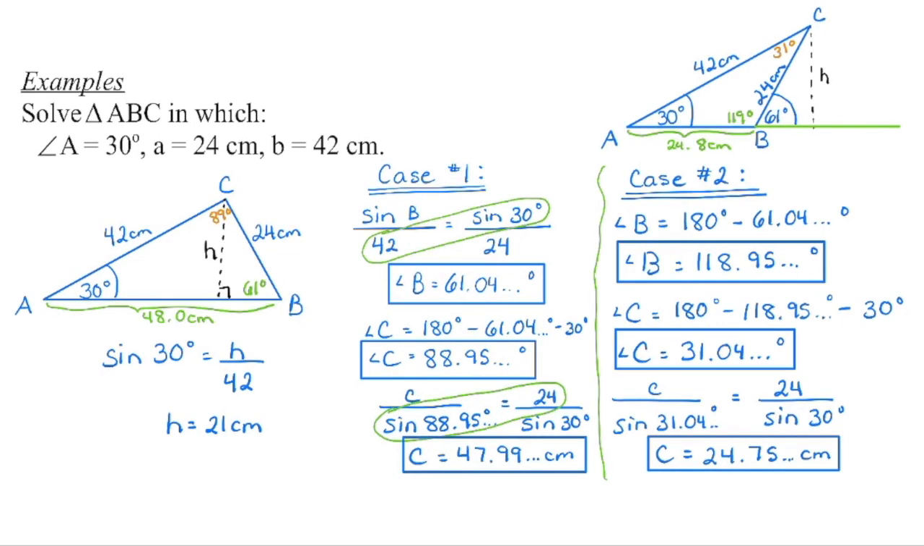And then just quickly check your work. So we know that the largest angle is opposite the longest side. The smallest angle is opposite the shortest side. And then over here, the largest angle is opposite the longest side. My smallest angle is opposite that shortest side.